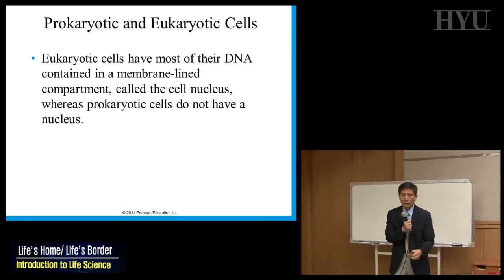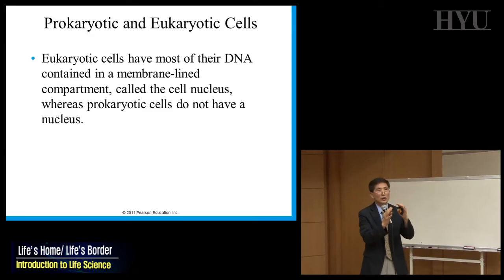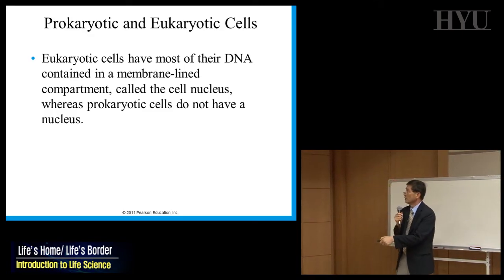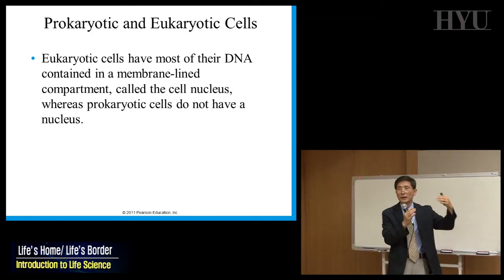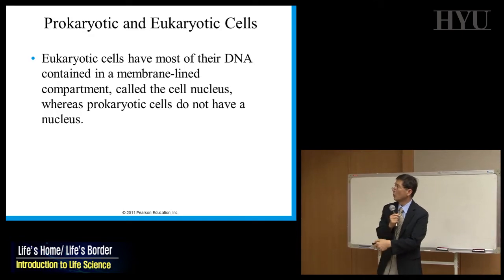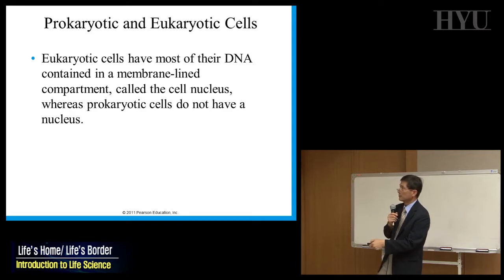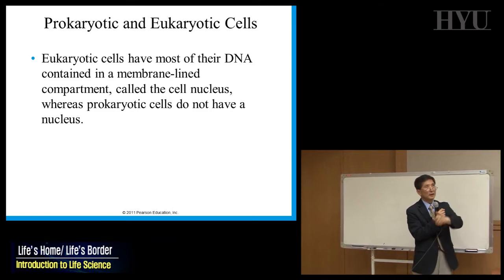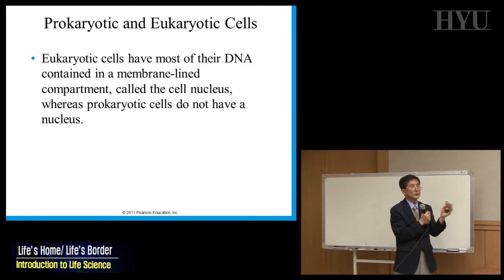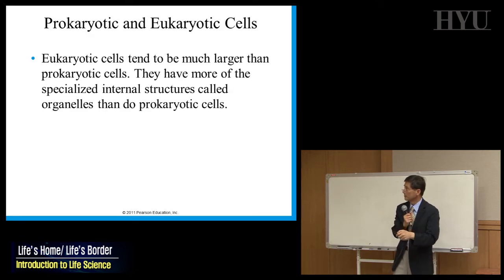All right, so now we're moving from prokaryotes into eukaryotes. Eukaryote cells have most of their DNA contained in membrane-lined compartments called the cell nucleus. Whereas prokaryote cells do not have a nucleus. That's the defining difference between prokaryotes and eukaryotes.